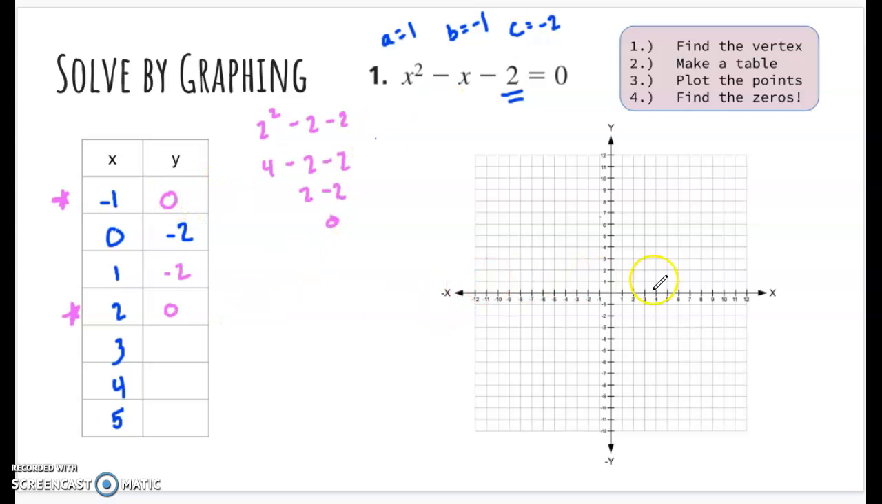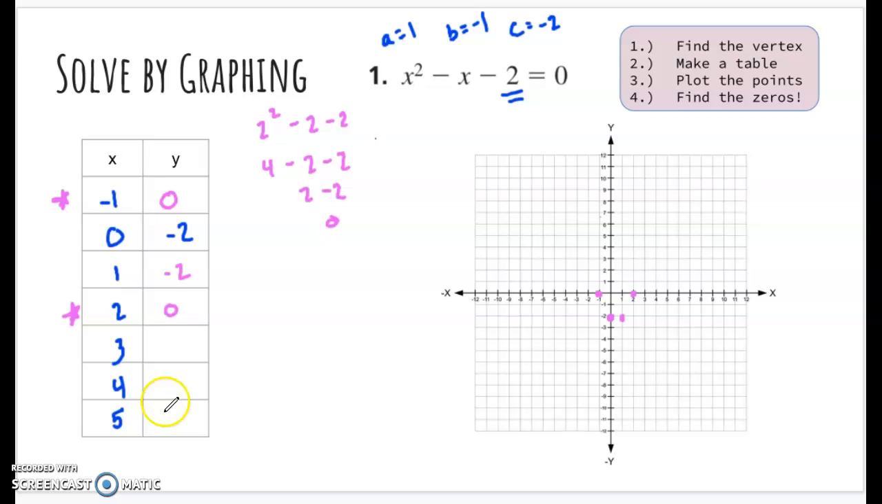I could go ahead and graph some of those points just to double check, right? So let's see here, negative 1, 0 would be here. 0, negative 2, that would be right here. 1, negative 2 would be right here. 2, 0 would be right here. And let's see here. Not quite sure what our vertex is, but let's see here. We could plug it in, right?